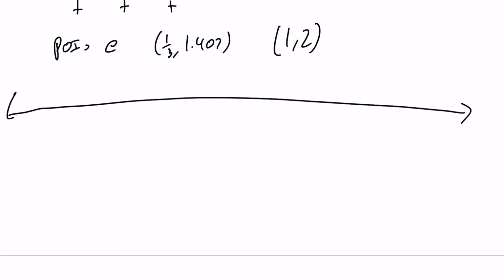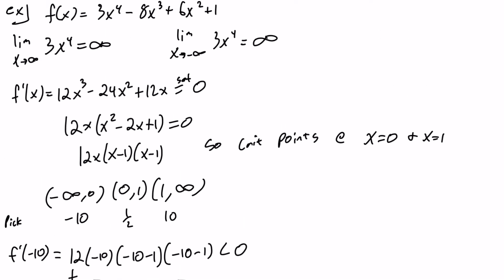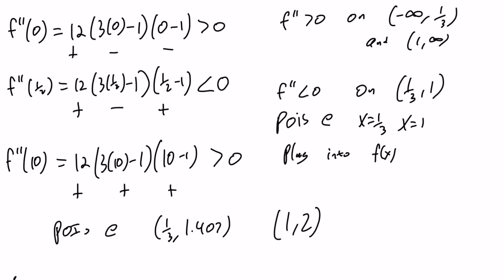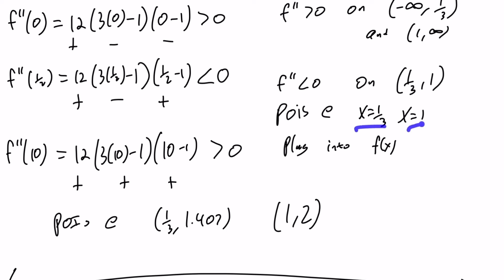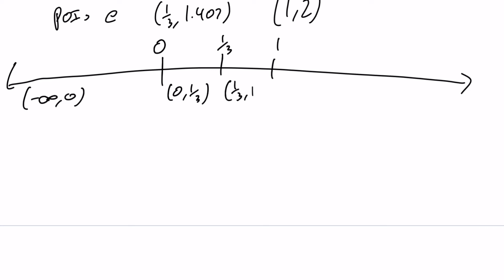So here's our number line. Let's plop down our critical points and our points of inflection. We found critical points at x equals 0 and x equals 1, and points of inflection at x equals 1/3, x equals 1. So we have 0, 1/3, and 1. This is not necessarily drawn to scale, but this gives us 4 intervals: an interval from -infinity to 0, an interval from 0 to 1/3, an interval from 1/3 to 1, and an interval from 1 to infinity.